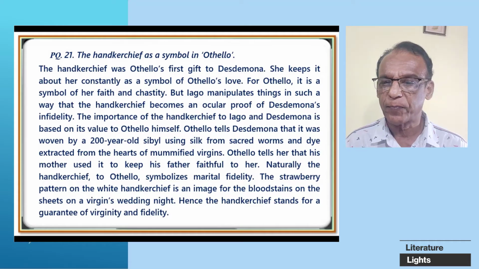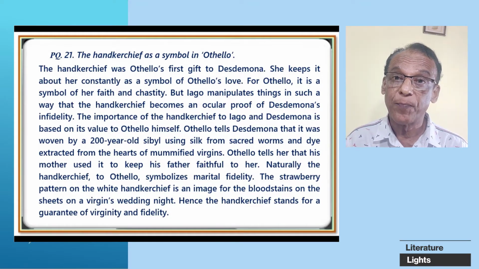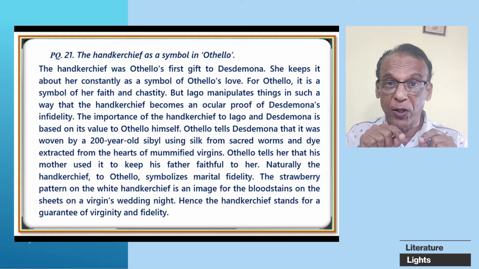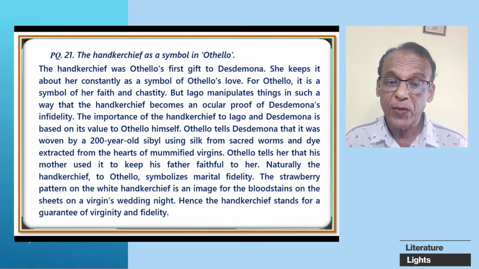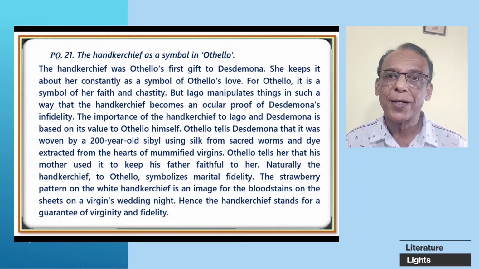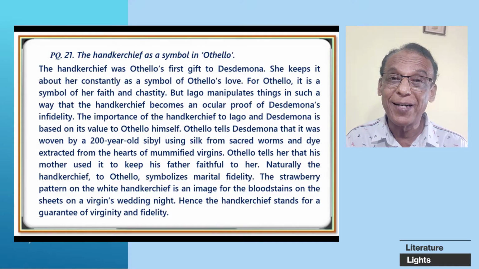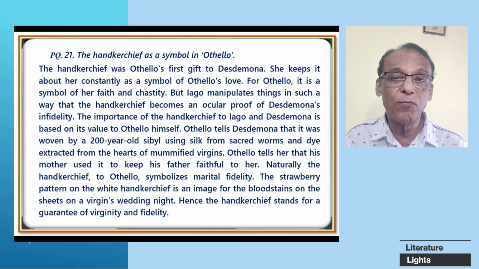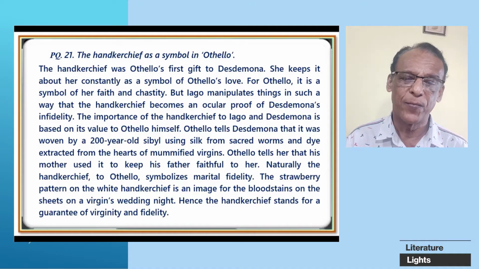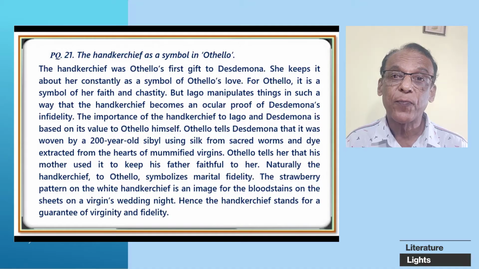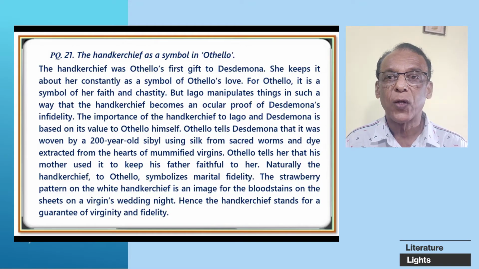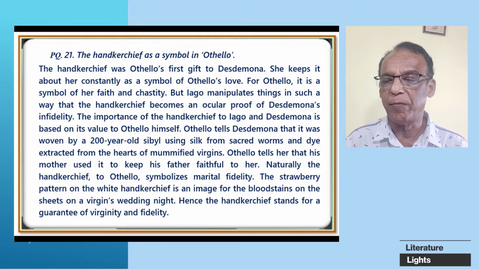Faithfulness in marriage. The strawberry pattern, the picture of the strawberry on the white handkerchief, what is its significance? It is an image of the chastity of the wife, an image for the blood stains on the sheets of a virgin's wedding night. Hence, for these reasons, the handkerchief stands for a guarantee of virginity and faithfulness, marital fidelity.